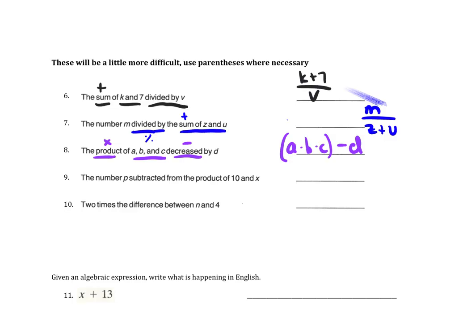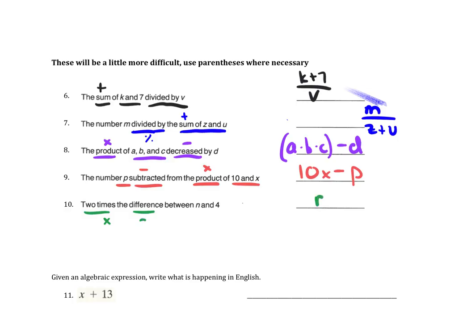So number 9, the number P subtracted from, so that's going to be subtraction, from the product, multiplication, of 10 and x. So that's going to be 10 times x minus P. And the last one, 2 times the difference between n and 4. So 2 times, so multiplication, the difference is going to be subtraction.